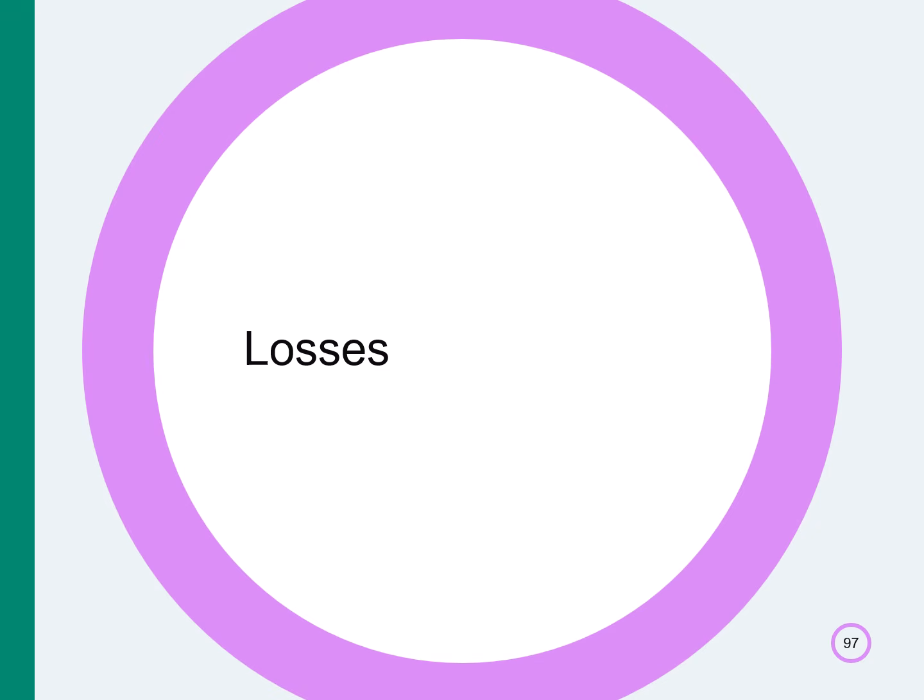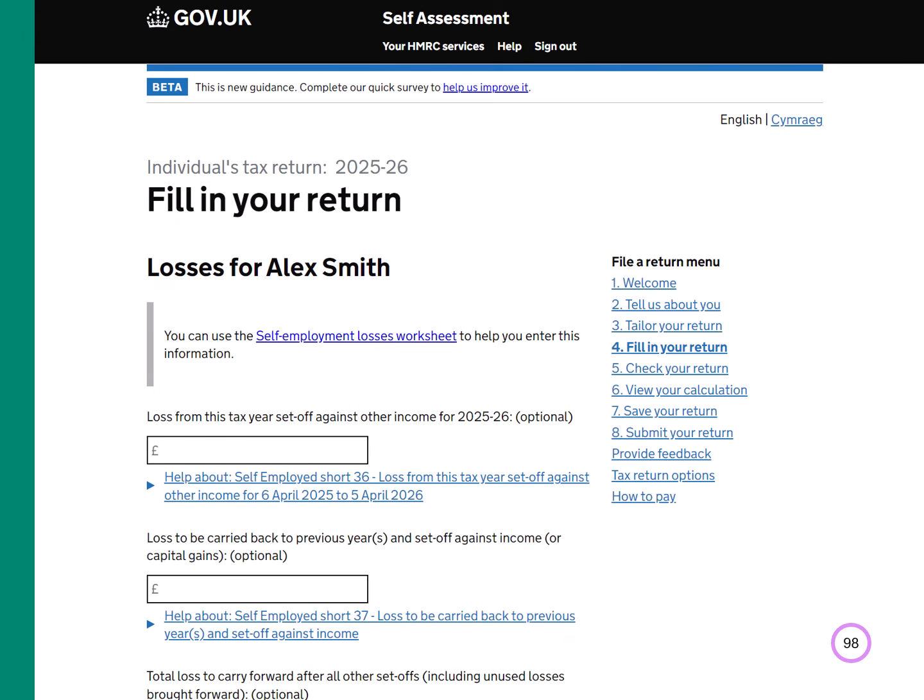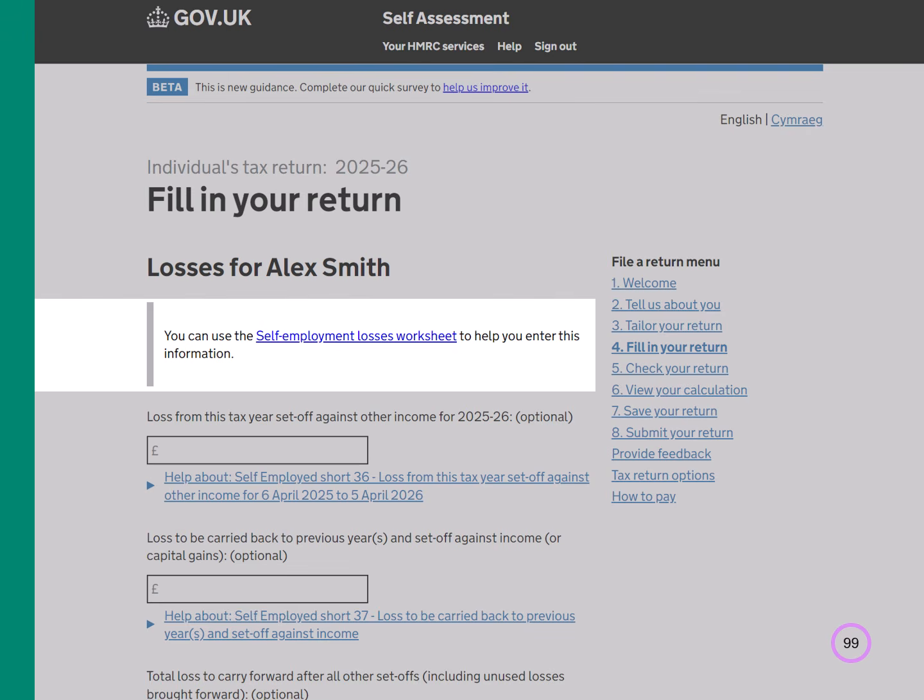Let's now look at the losses page for your business. This is the losses page. You can tell us what you want to do with any losses from the year of the return on this page and about any losses to carry forward. There's a link to a worksheet which will help you keep track of losses and work out the figures to enter on this page.